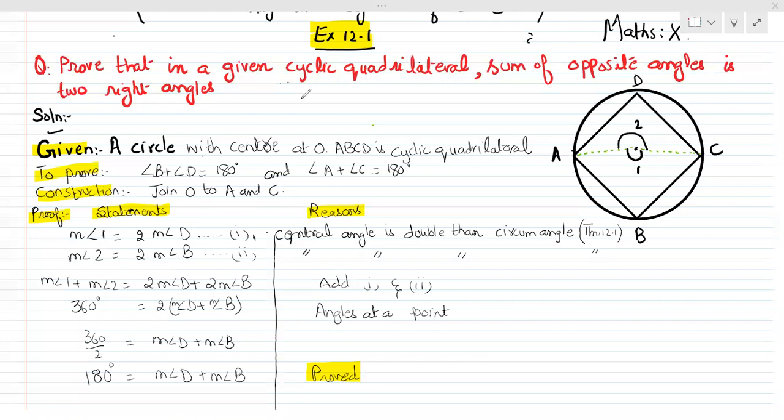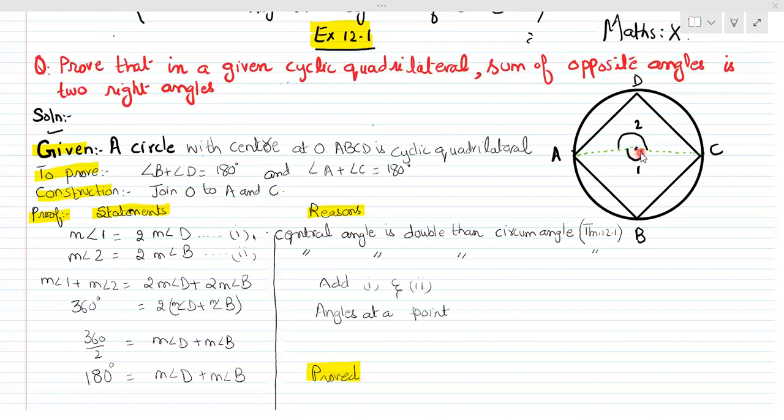Okay. What is the step of construction? In this, in order to take the help of certain previous theorems, we have to make certain changes in the diagram. So we are taking this step of construction: join O to A and C.